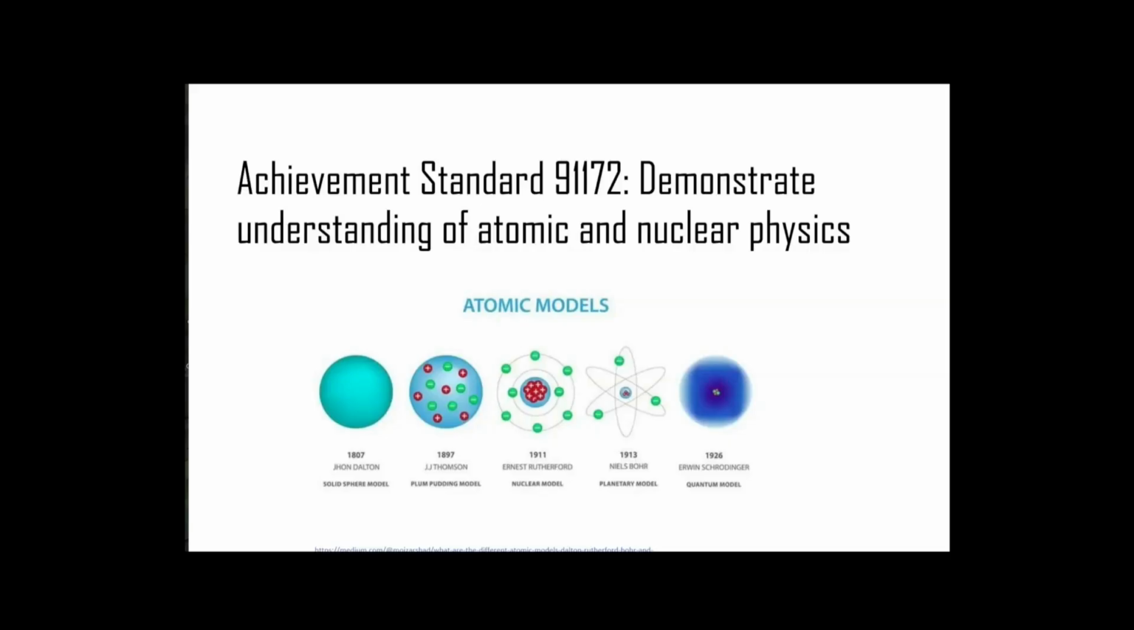This is NCEA Achievement Standard 91172. This is NCEA 2. So a disclaimer, while this is on atomic and nuclear physics, this is a starter course. This is an introduction course. And I'm going to do it all in one or maybe two lessons, just in one fell swoop.